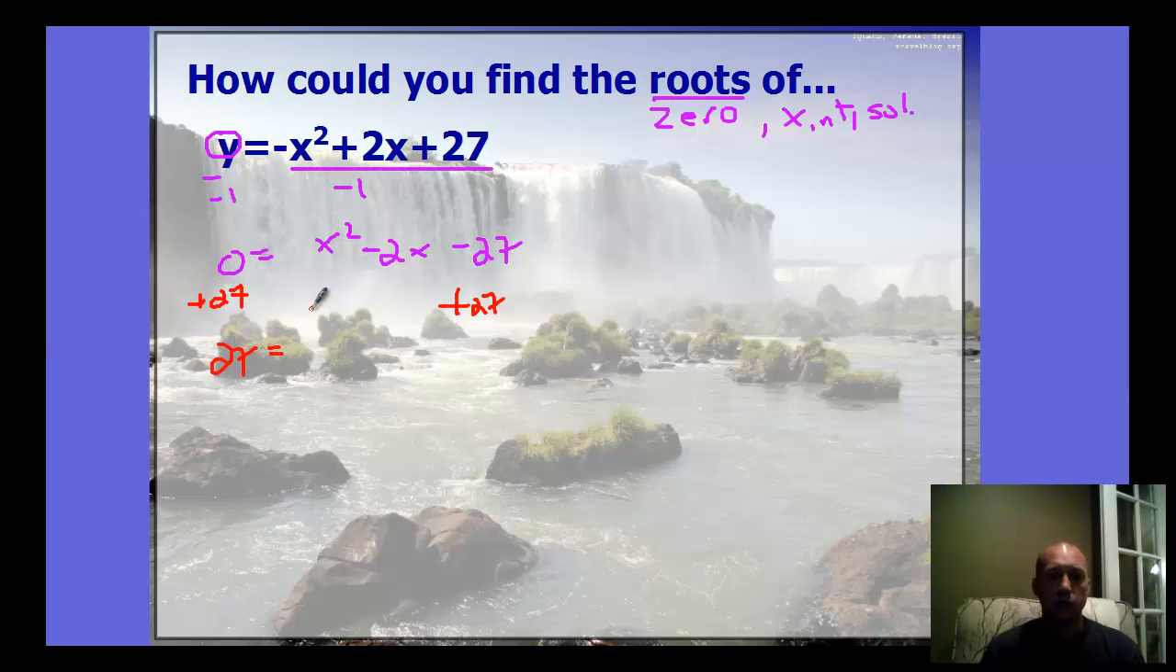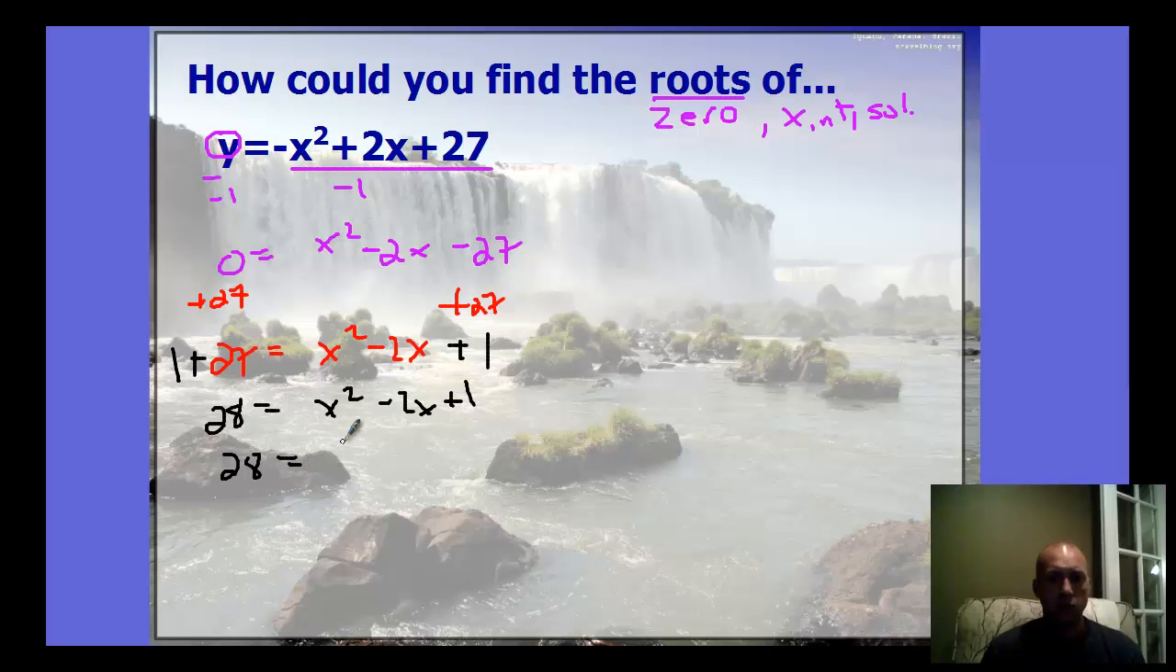So 27 equals x squared minus 2x. Now we can complete the square. What do we want to add to both sides? We're going to add 1. Half of b is -1. -1 squared is 1. So we also need to add 1 to this side. So we get 28 equals x squared minus 2x plus 1, which now is factorable.